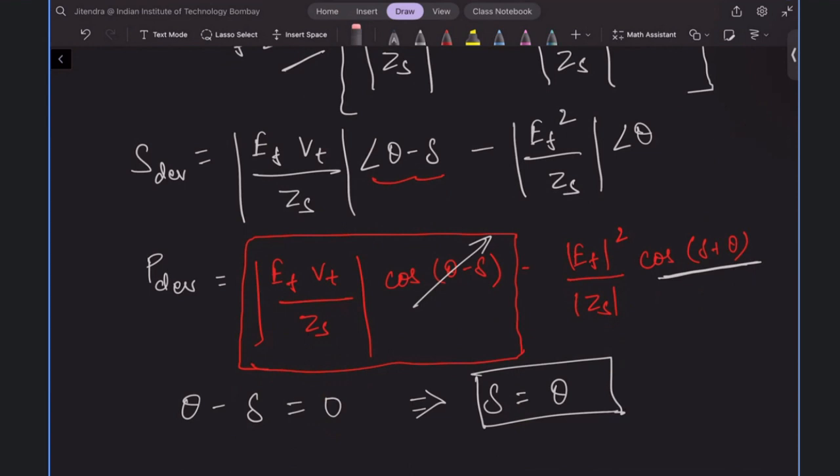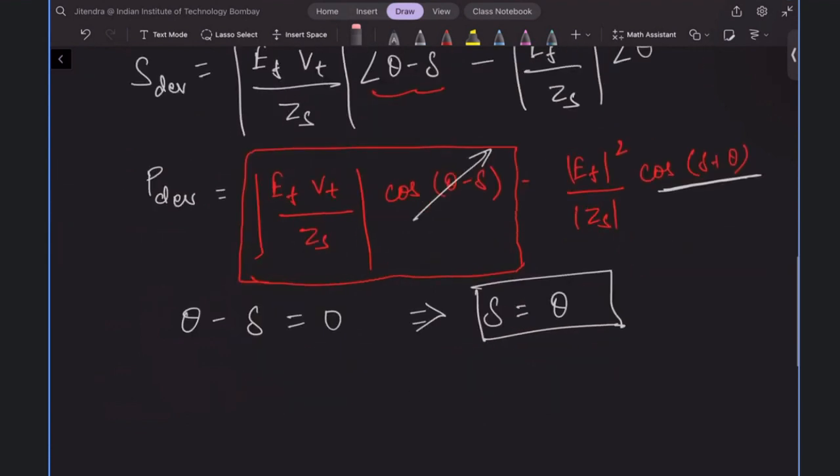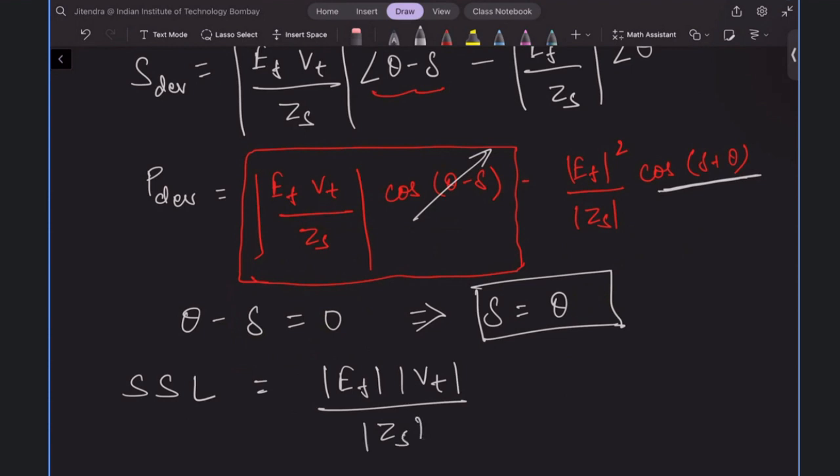So here now again, what will be the value of theta that will be equal to delta when this cosine will be maximum? So we can say that a static stability limit will be how much? EF Vt by Zs cos(theta minus delta), we have already done that, minus EF square by Zs.